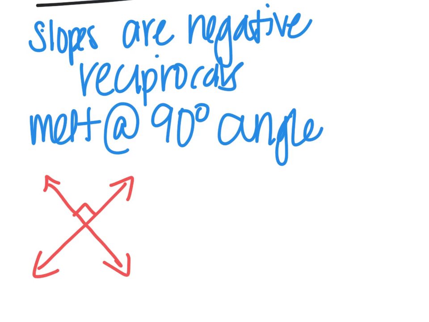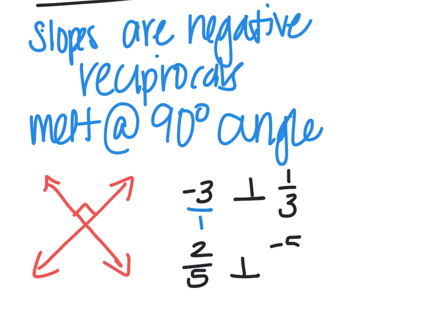But if one slope is -3, then the slope that is perpendicular to that, this symbol, remember, means perpendicular, we're going to make -3 into a fraction, and then we flip it and switch it. So it'd be a positive 1/3. We could also say that 2/5 is perpendicular to -5/2.